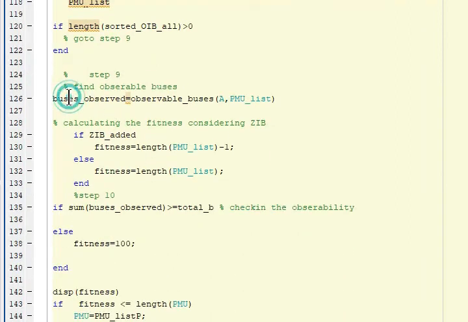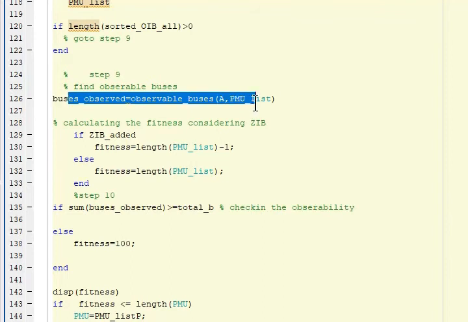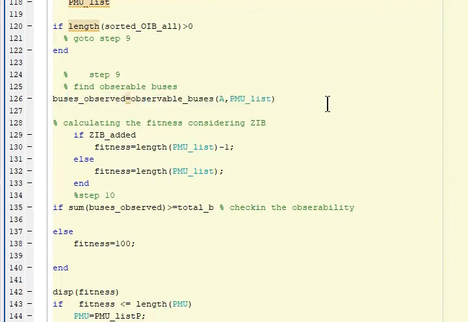In this part we are checking the observability of that PMU list. We have a specific list of PMUs placed at specific buses, and by calling this observable buses function, which just checks the observability of each bus, whether each bus in the system is observable or not. So buses observed means how many buses are observed in that specific system.